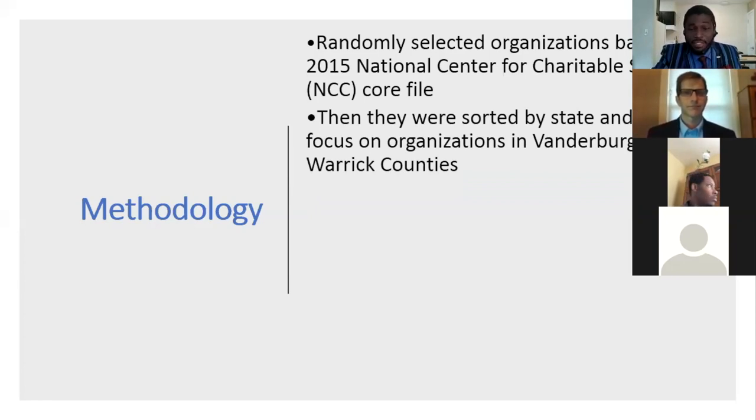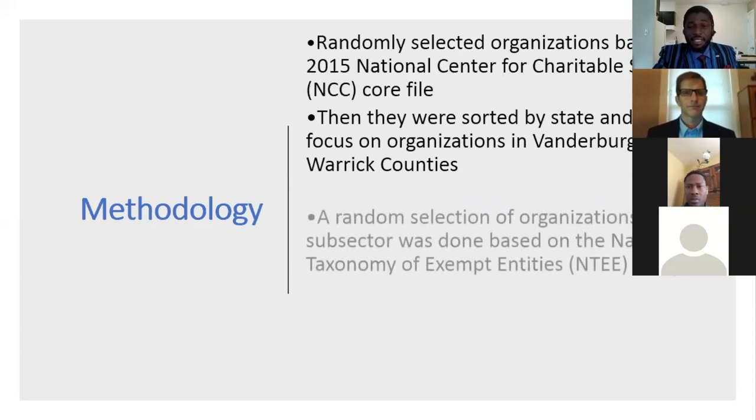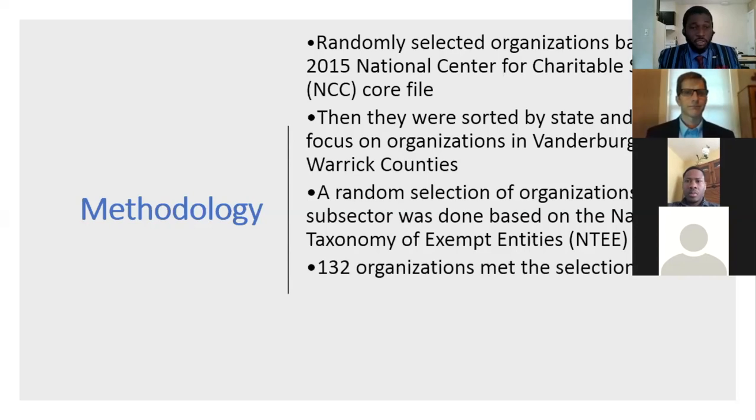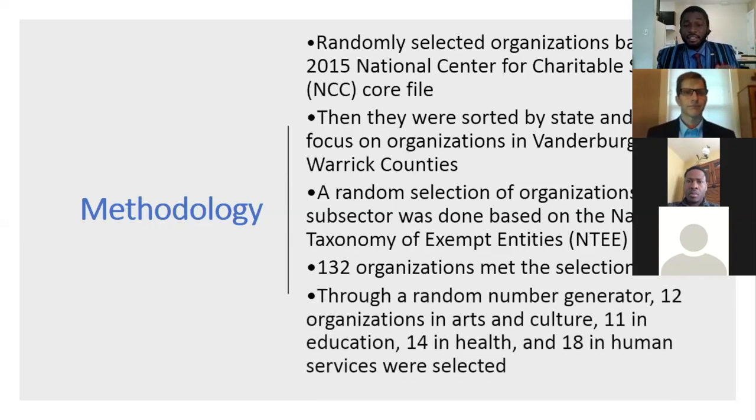Then I randomly selected organizations based on the NTEE code, the National Taxonomy of Exempt Entities. Organizations under the A category, letter A, are organizations in the art and culture subsector. Under the category B, we have the education subsector. E, F, G, and H are health organizations, and I, J, K, L, M, N, O, P are organizations in the human services subsector. So after all this random selection, I had a list of 132 organizations that met the selection criteria. Then, through a random number generator, I selected 12 organizations in the arts and culture subsector, 11 in education, 14 in health, and 18 in human services.